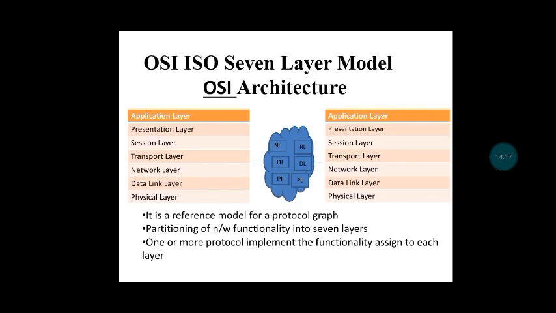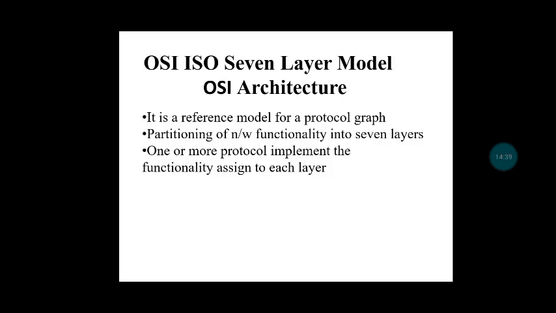The OSI model layers are application, presentation, session, transport, network, data link, and physical layer. It refers to a model of protocol layers, with functions divided into seven layers. One or more protocols implement the function of each layer. The OSI reference model is a protocol graph that partitions network functionality into several layers, and one or more protocols implement the functionality assigned to each layer.